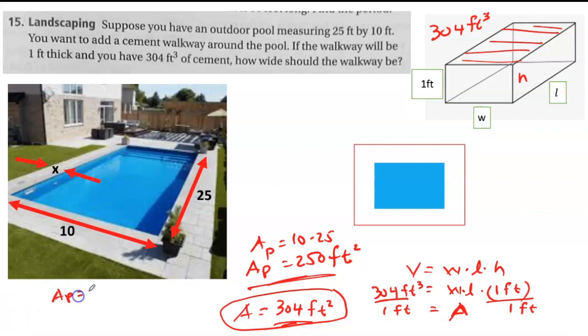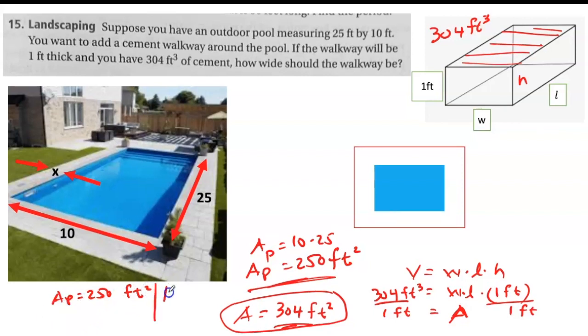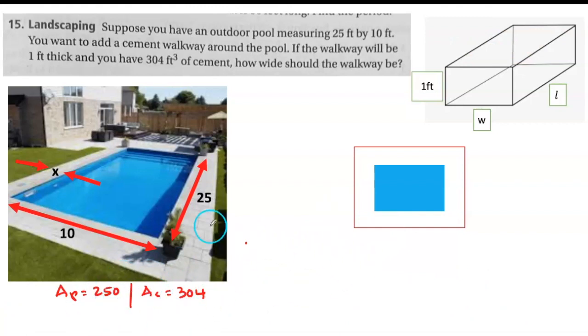So area of the pool is 250 square feet. Area of cement is 304. Okay, now I know my total area between the pool and the cement, so I know the total area for this. What I need to do now is bring the x for the width of my walkway.